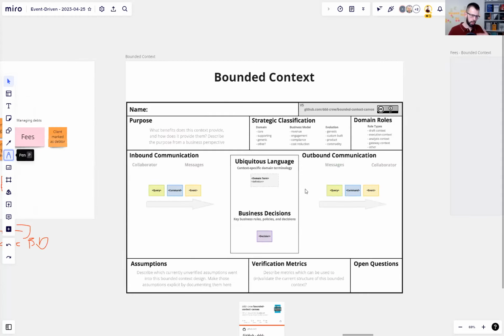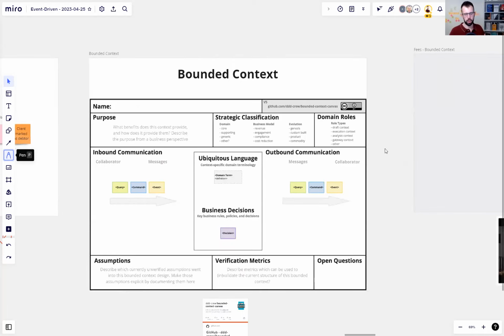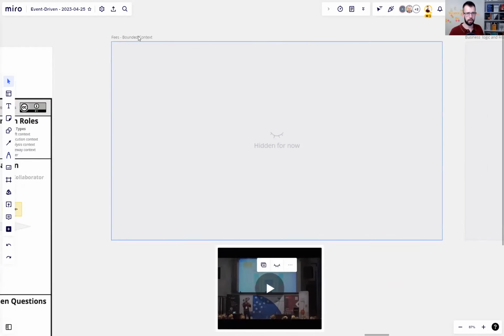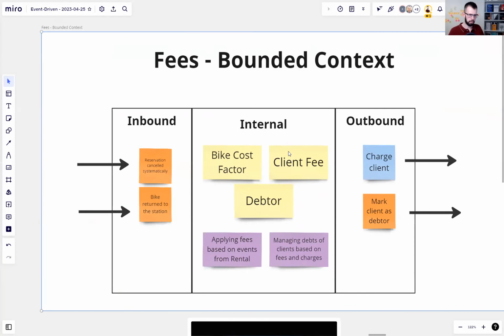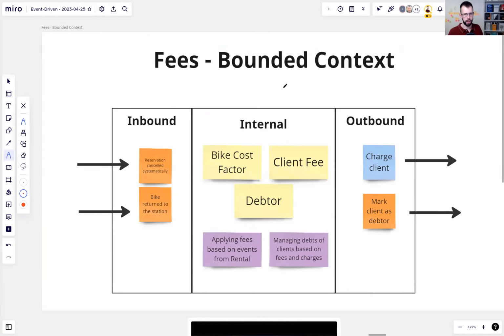And to even simplify it during some introduction to newcomers, I show it even simpler. At the first step, I show it only as some internal and inbound, outbound parts inside of, for example, the fees bounded context. We have different definitions like bike factor, client fee, debtor, and different processes, policies there, like applying fees based on events from rental, managing debts of clients based on fee and charges. So how we react to the question from the outside world.